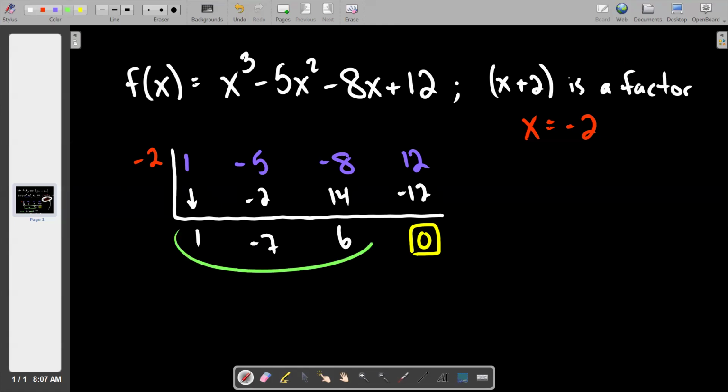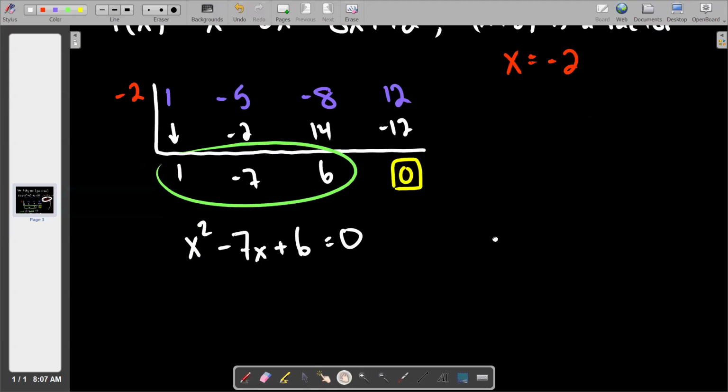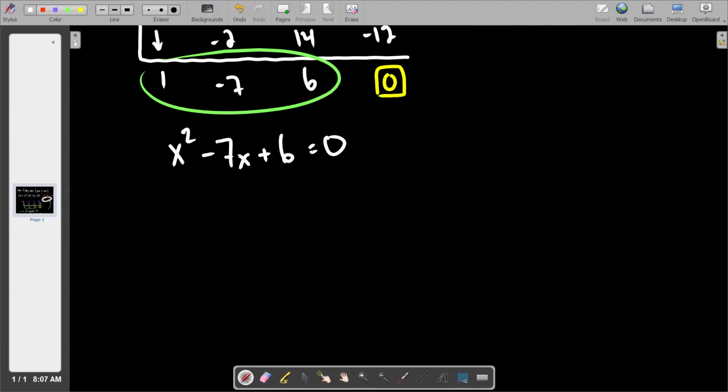It comes from this green oval right here. What do we get? 1x squared. Thank you. Good. And then to make it official, let's slap an equal 0 on the tail end of that. Let's get to factoring. Pretty rinky-dink factoring, I think you would agree.